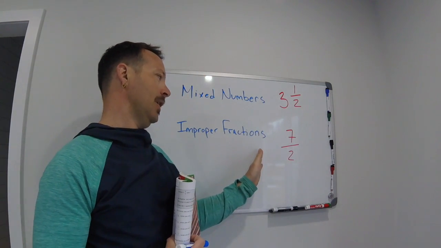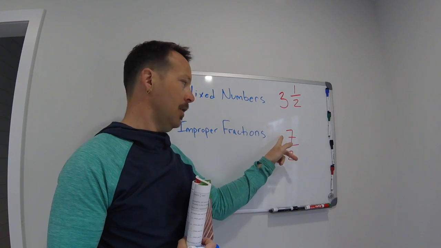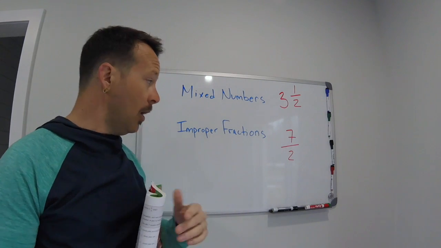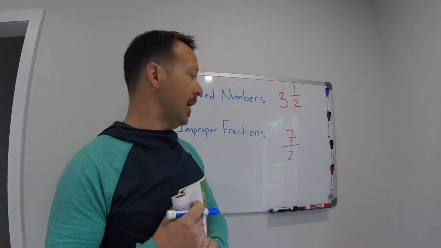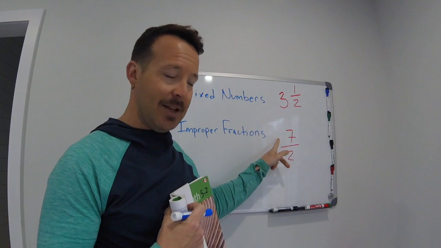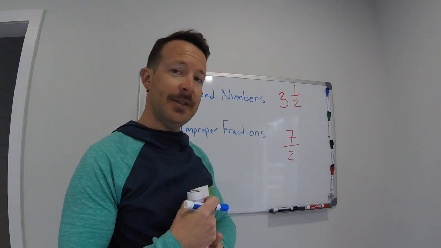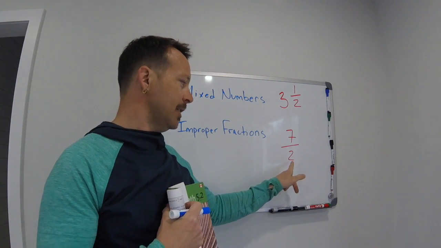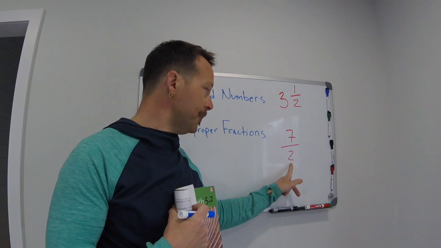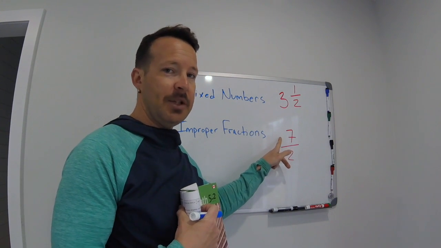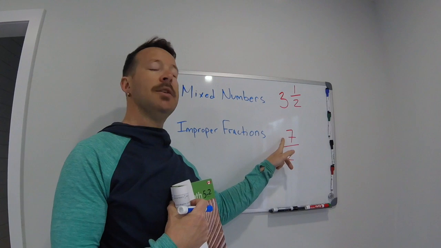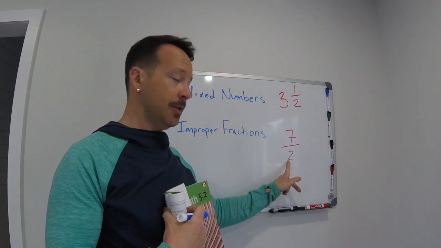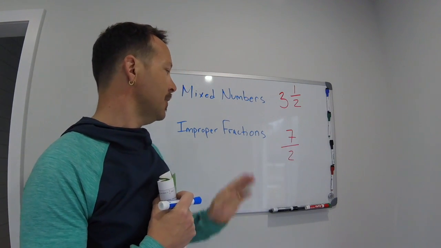An improper fraction is when the numerator is greater than the denominator. So up until now, all of our fractions have had a numerator that's less than our denominator, because it tells us how many smaller pieces are in a whole thing. Since the whole thing is the denominator, the number of pieces have to be smaller. But now an improper fraction is when we have more pieces than we do denominators. We have more numerators. Okay, so that's an improper fraction.